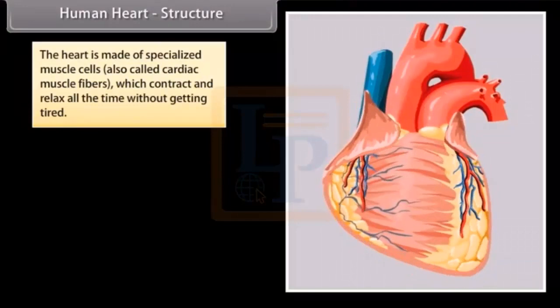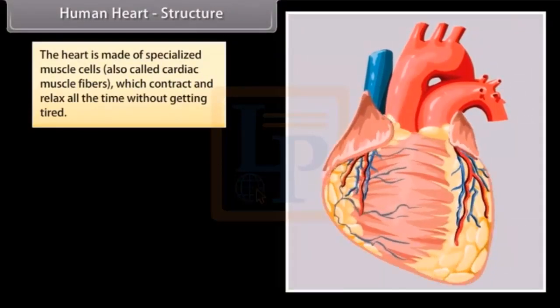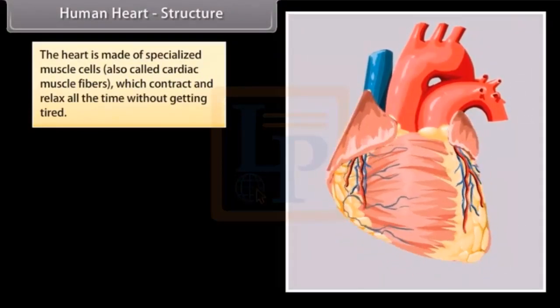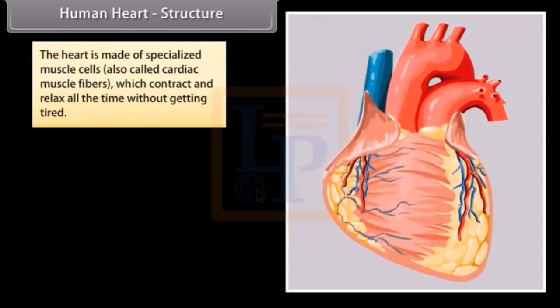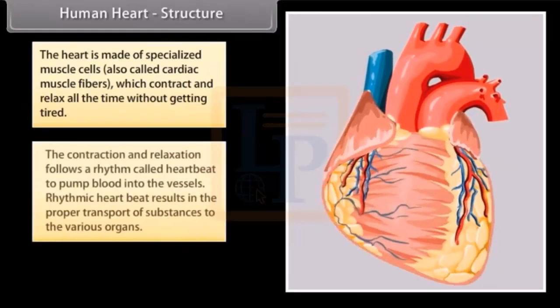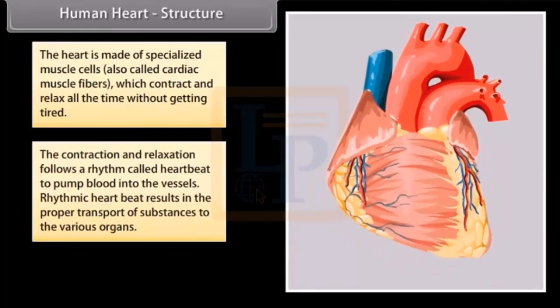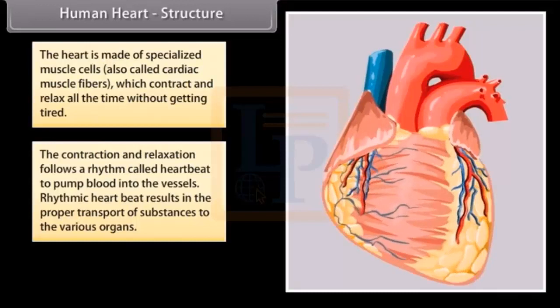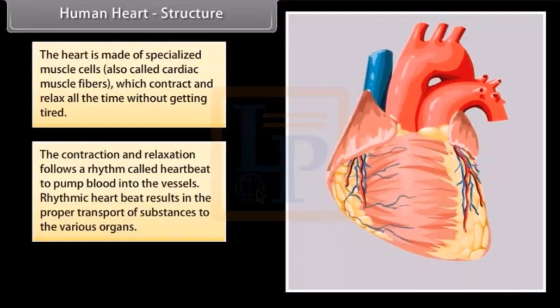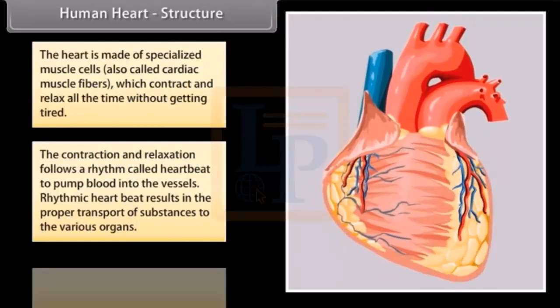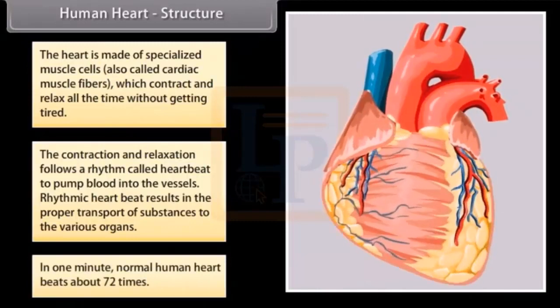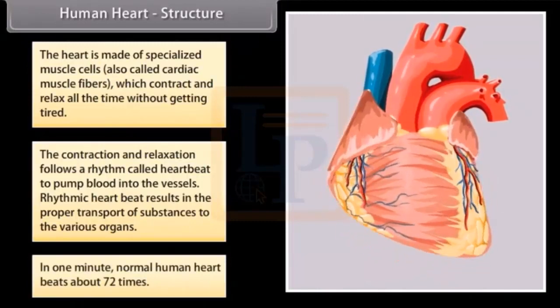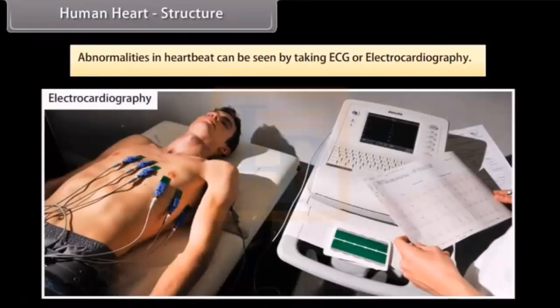The heart is made of specialized muscle cells, also called cardiac muscle fibers, which contract and relax all the time without getting tired. The contraction and relaxation follows a rhythm called heartbeat to pump blood into the vessels. Rhythmic heartbeat results in the proper transport of substances to the various organs. In one minute, a normal human heart beats about 72 times. Abnormalities in heartbeat can be seen by taking an ECG or electrocardiography.